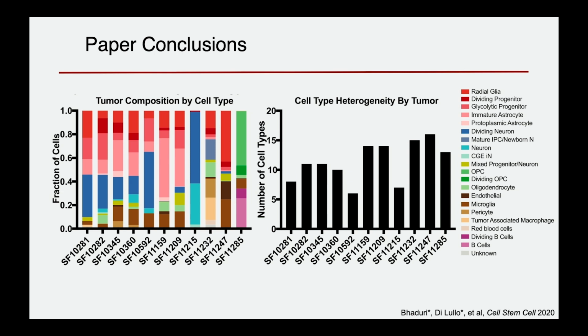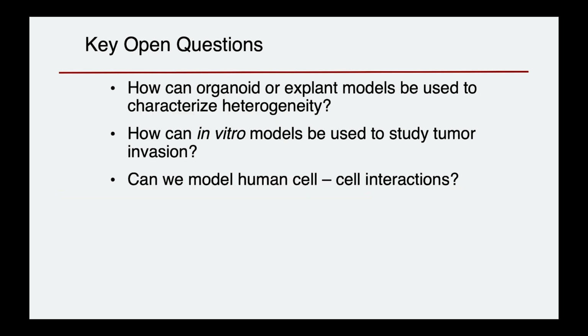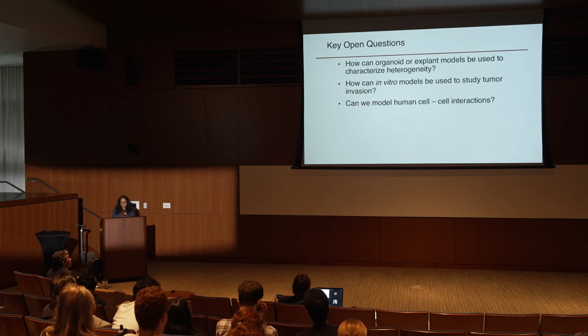And so some of the key questions that my lab is now trying to answer is how can organoid or explant models be used to really characterize this heterogeneity? And can we use them to further study tumor invasion and also really model some of these human cell-cell interactions? Because if these are human-enriched populations, perhaps we want to, in addition to using traditional xenograft models or other culture models, also look at these human-human cell interactions.